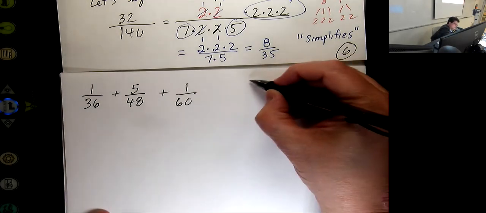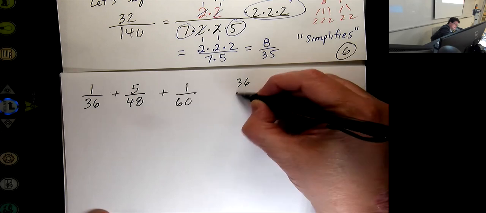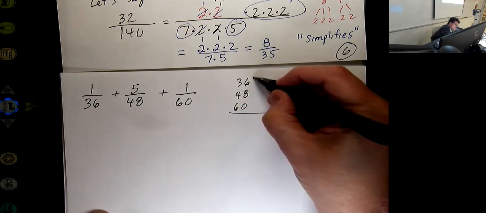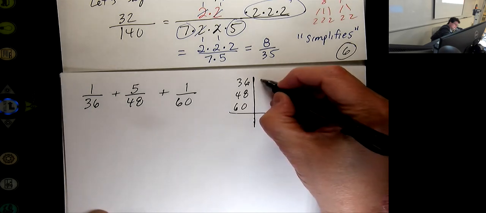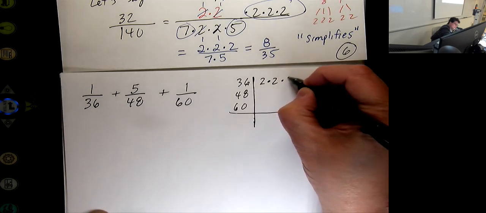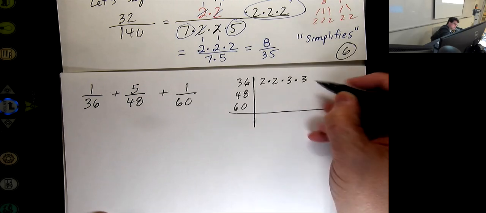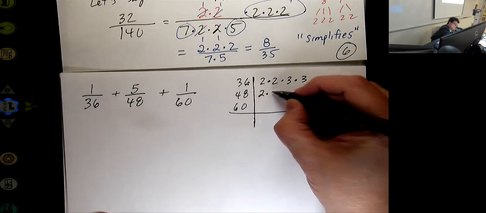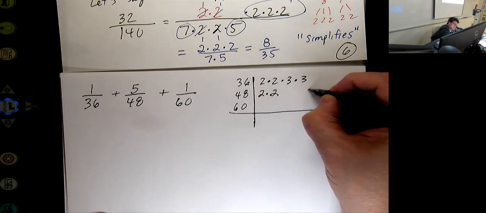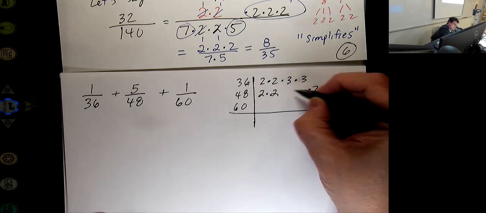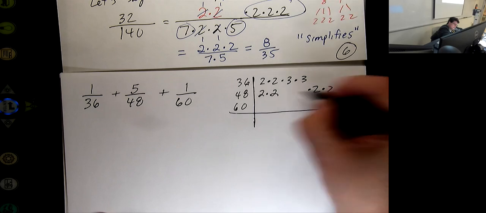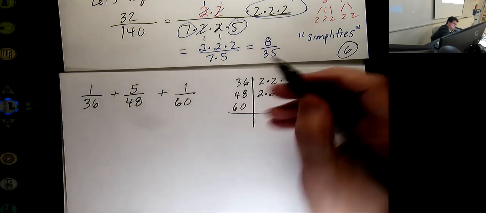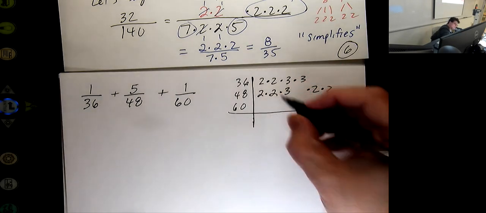So if we do our table thing, we're going to do the bottoms again. 36 is 2 times 2 times 3 times 3. 48 had 2 times 2 times 2 times 2, and then another 3. And 60 was 2 times 2 times 3 times 5.